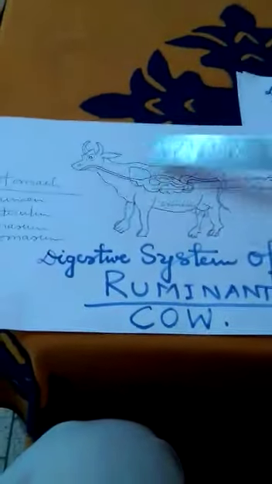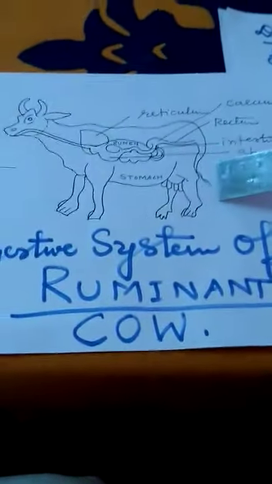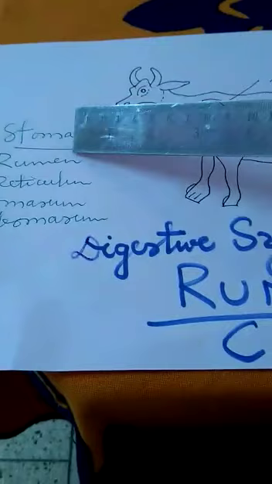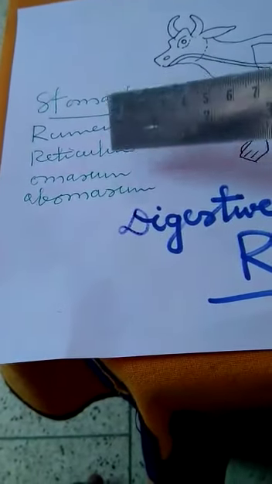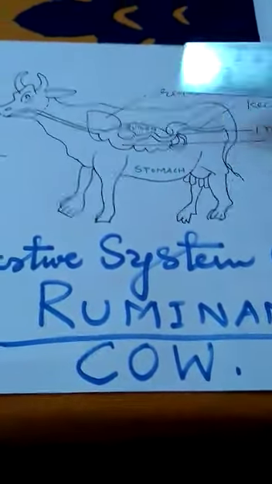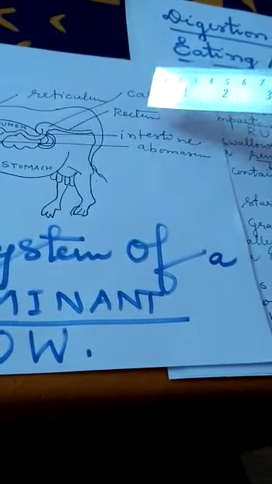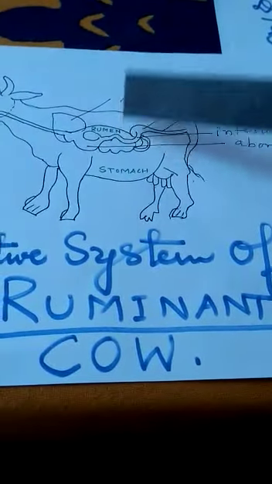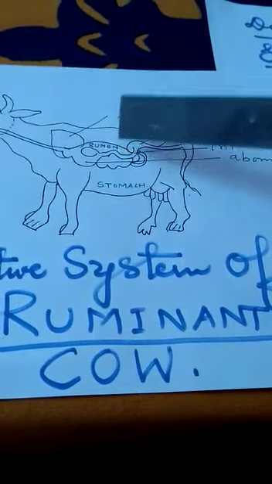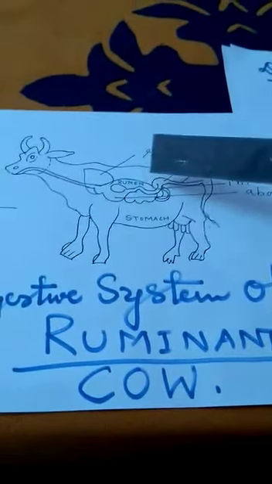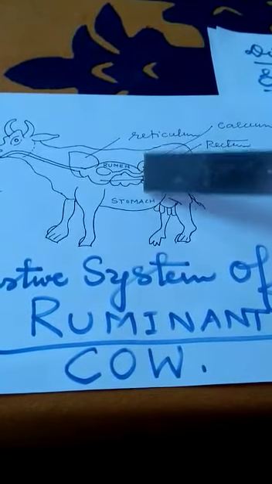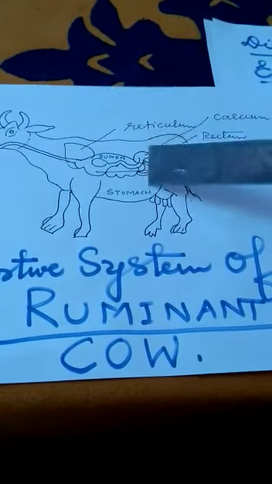So let us have a look at the digestive system of a ruminant, that is cow. Its stomach has 4 compartments, that are rumen, reticulum, omasum, abomasum. So this is the whole digestive system. It has reticulum, cecum, rectum, intestine, abdomen, and here what we are going to talk about in detail is rumen, that has a special role in cow's digestion, and here it is the cow's stomach.